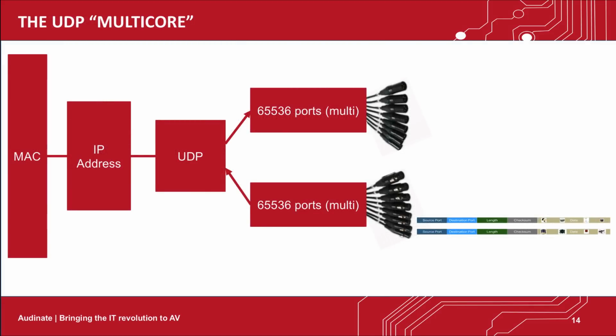So we can think of a UDP stack as a multicore. In fact, we have 65,536 ports in each direction to play with at each IP address in both UDP and TCP transports. Here we could feed our multiplex signal onto one UDP port as illustrated here.